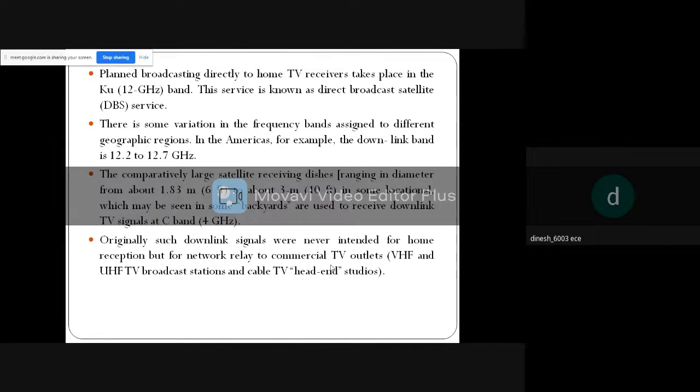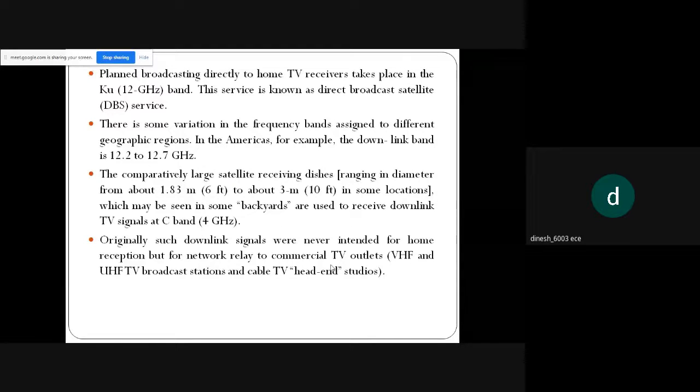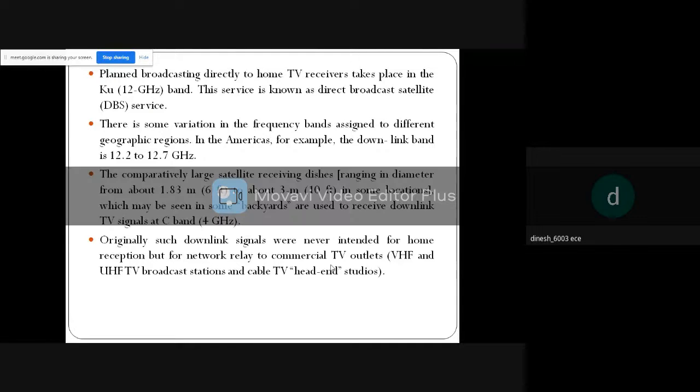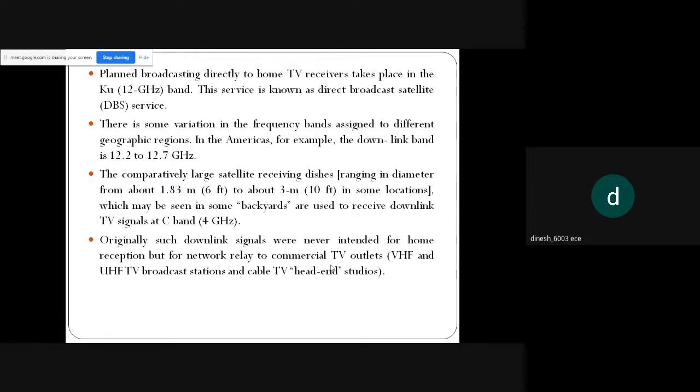Originally, these downlink signals were never intended for home reception, but they were used for network relaying in commercial TV outlets such as VHF and UHF telebroadcast stations and cable TV operators' studios. Then they were shifted to every individual user at home, which we call DTH, or direct to home.